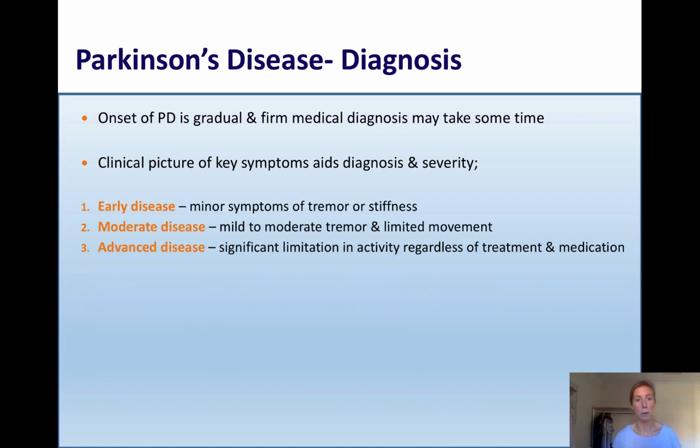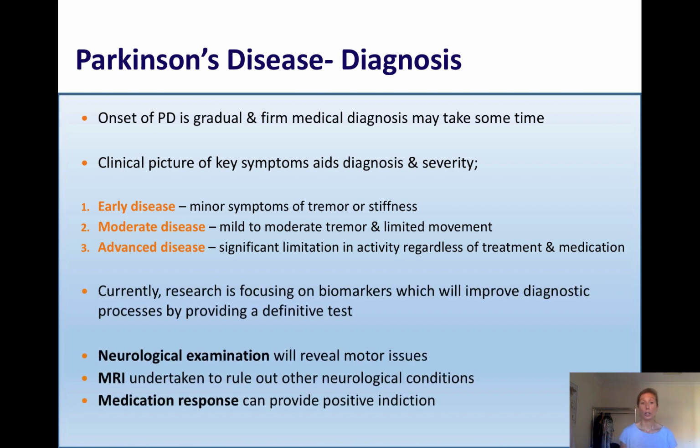We might see a little bit of tremor, a little bit of muscle stiffness. When we hit the moderate phase of the disease, you're getting a mild to moderate tremor now. You're starting to see some more severe limitations in your movement. And then as the disease becomes more advanced, we're going to have a significant limitation in our activity, and that's regardless of treatment and medication. So we know we're in those further progressed stages. Currently there is a lot of research going into trying to find and confirm biomarkers which can help that diagnostic process by providing a definitive test.